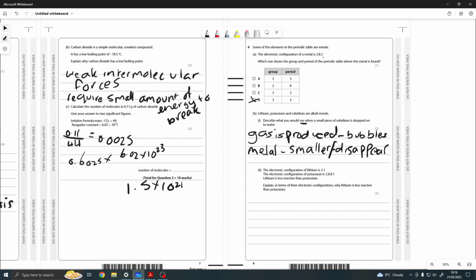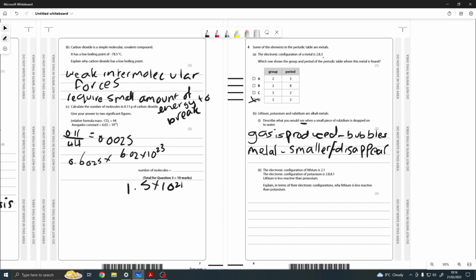The electronic configuration of lithium is 2.1. The electronic configuration of potassium is 2.8.8.1. Lithium is less reactive than potassium. Can you explain why lithium is less reactive than potassium, okay? So you've got to talk about lithium in this context.